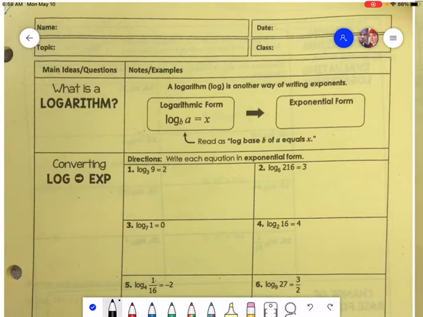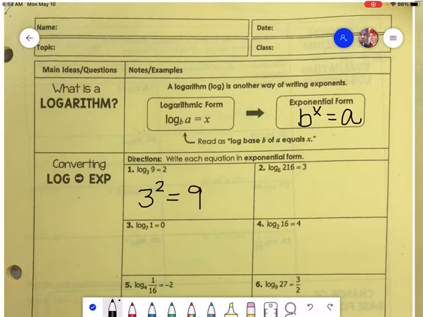When we convert this back into exponential form, the base to the exponent, which is our x, equals the answer. So b to the x equals a. Meaning, we take the base, raise it to the exponent, which is what comes after the equal sign, and that should equal our a.